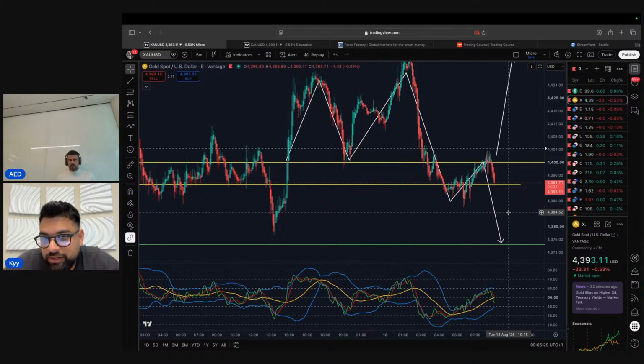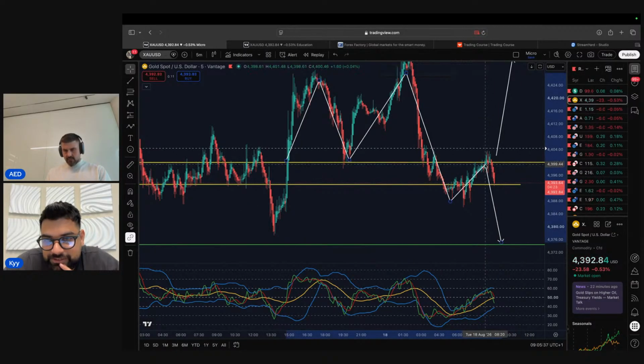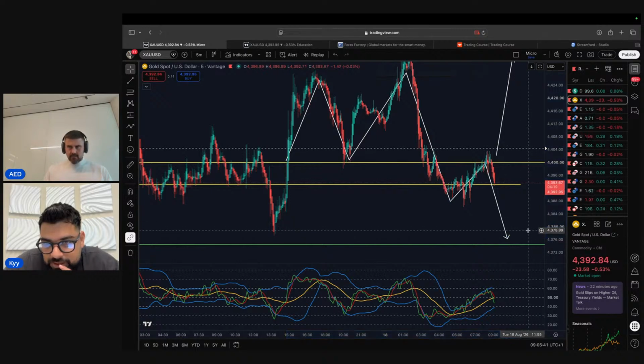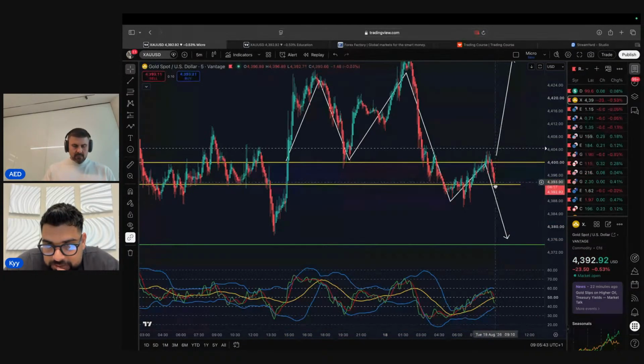Wow. Okay, yeah, that was a nice entry there. That was a very nice entry there. I want to see how the market behaves around this area now, which is 4393, and take it from there.